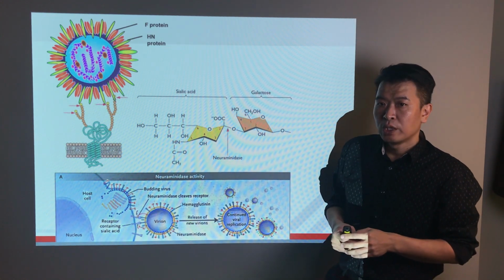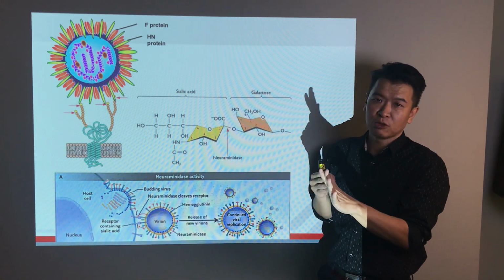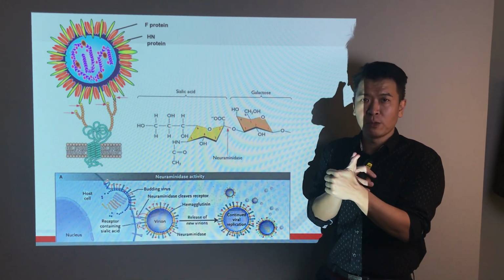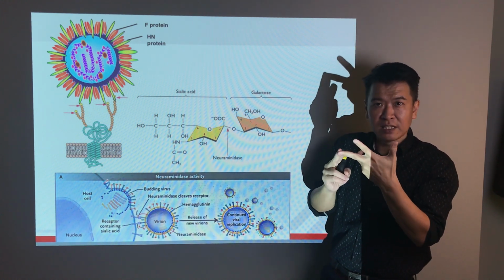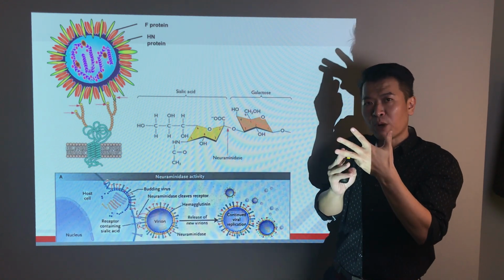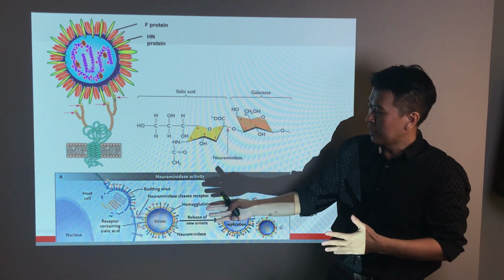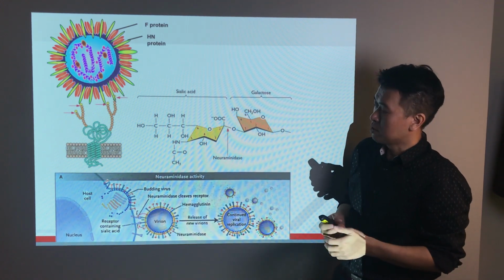Alright, so now we have finished the life cycle of Newcastle disease virus, where we start with attachment, fusion, how the mRNA is being synthesized to produce viral protein, genome replication, assembly, and now egress or budding for this virus.